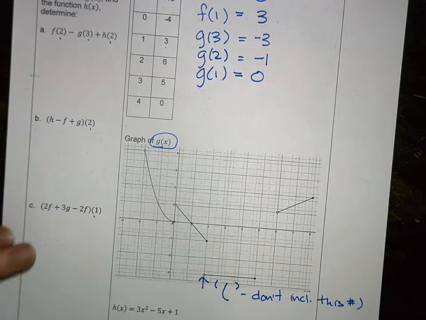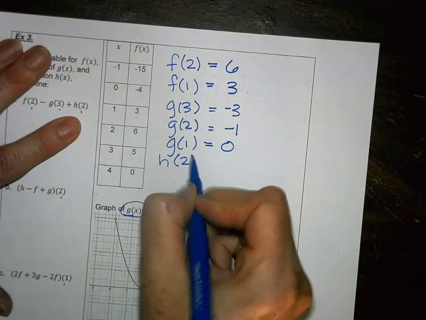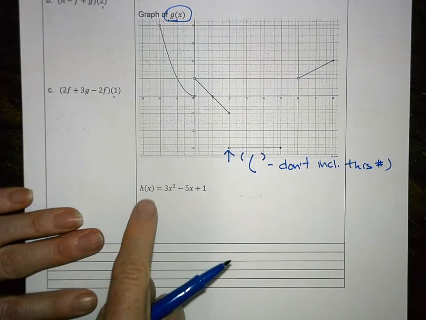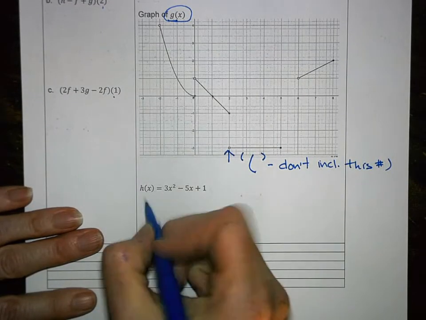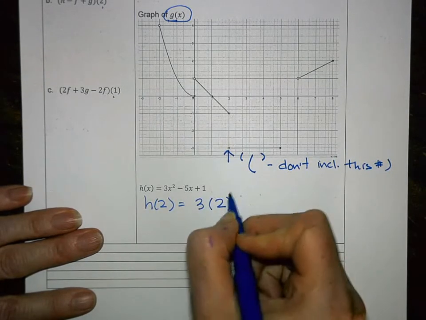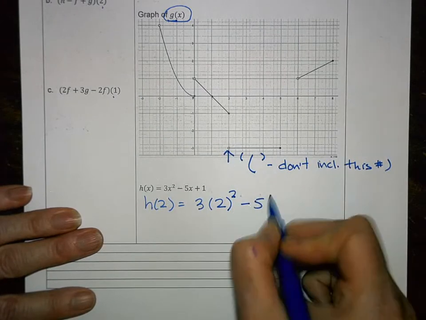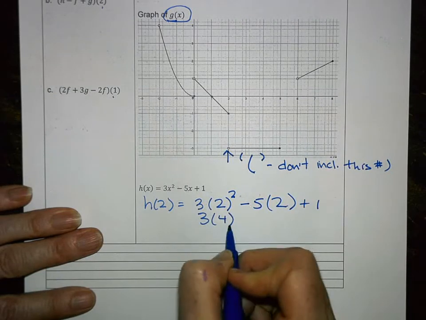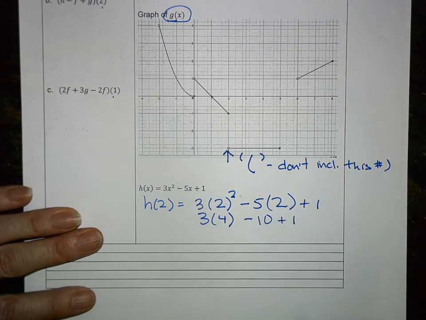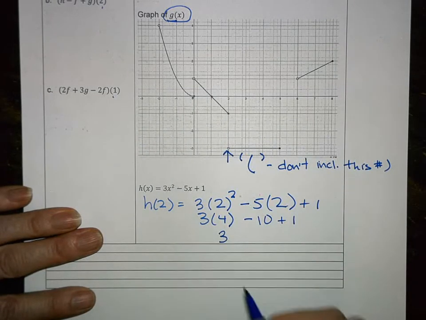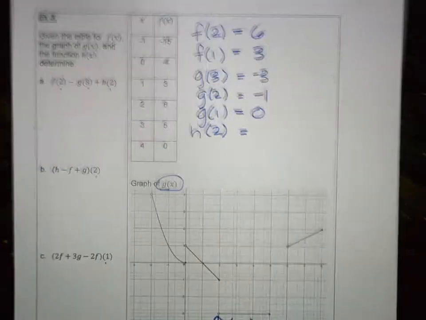Now let's do h. We don't need h at 2. Sorry, h at 2. We have an equation. How are we going to handle that? Well, go down to the equation. We just plug in 2 for every x. So h at 2 equals 3 times 2 squared minus 5 times 2 plus 1. So 3, 2 squared is 4, that's 12, minus 10 is 2, plus 1 is 3. Okay, so h of 2 is 3.